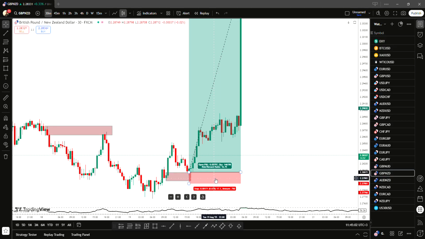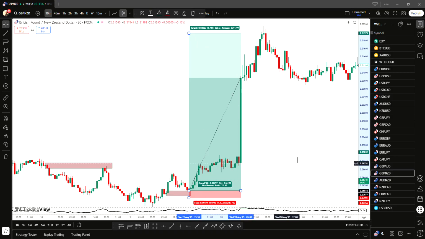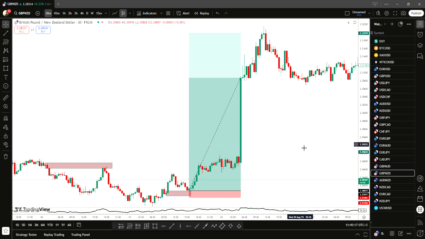This is a 1:16 in one move, guys. 1:16, and it continued to 390 pips. That is 1:22 in one move. This is how you get sniper entries and very big risk to reward.